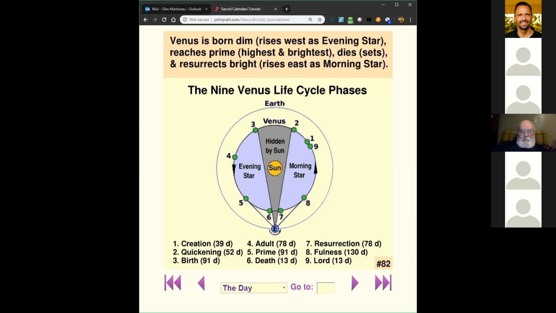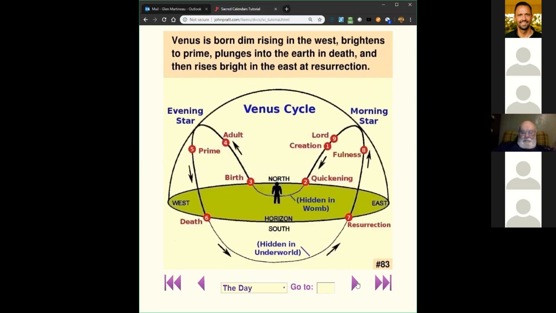Okay, next step. Next slide, 83. Now here is the same thing that we just saw. This gets tricky to visualize, but I've drawn it for you. This is how that same cycle looks as seen from what looks like a flat circular Earth, which is how things appear. So you look at number 3, Venus is born rising in the west. That's where it comes up out of the ground where it's been hidden.